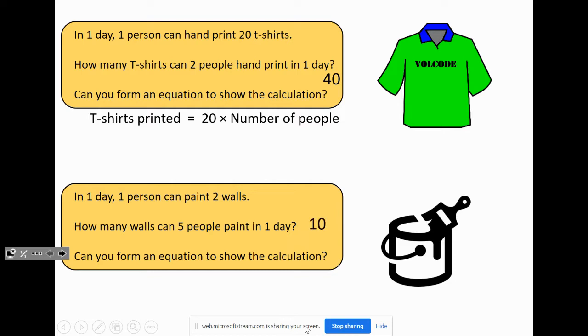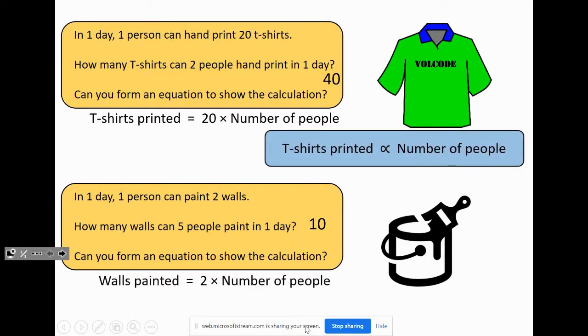And for the second one, in one day, one person can paint 2 walls. How many walls can 5 people paint in one day? Well, if one person can paint 2, then 5 people will be able to paint 5 times as many. So 5 times 2, we should be able to paint 10 walls in one day. And the equation to show that calculation would be the number of walls painted is equal to 2 times the number of people, based on the information in the question.